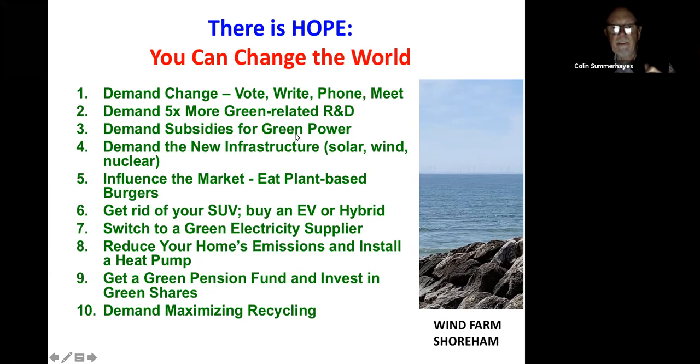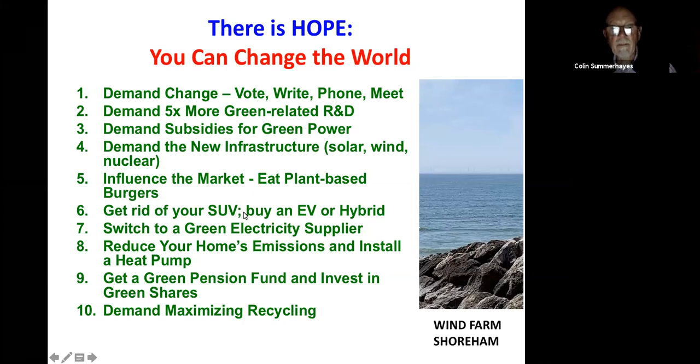You can demand subsidies for green power. This is if you feel that you really want to go in that direction. There might be some who work in the fossil fuel industry who don't want to follow this particular path, but this is the path that governments globally are currently following. So if you believe that's the way to go, you can demand faster builds of the new infrastructure for solar and wind and nuclear. You can influence the market, try to eat less meat. There are now plant-based alternatives which are just as tasty.